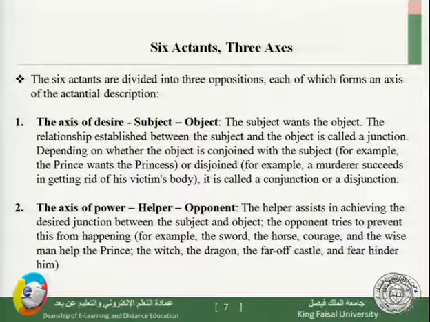For example, the helper or the opponent can be a sword, a horse, a carriage. Carriage helps the subject acquire the object. So it can be carriage, it can be the wise man that helped the prince, it can be the witch, the dragon, the faraway castle, fear even inside. Fear prevents the hero from acquiring the princess, right? So fear can be an acton too.